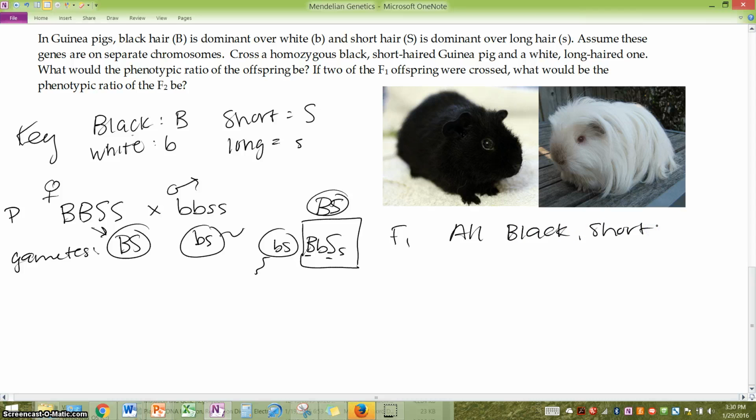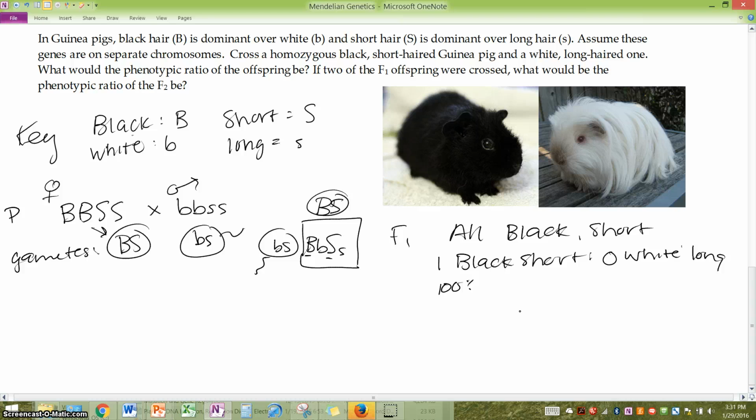I wanted to write this as a ratio. Write 1 black short to 0 white long. And we could do other things. I could do like 100% black short, or all different types of things, or fractions. Fractions, that's best for this one.